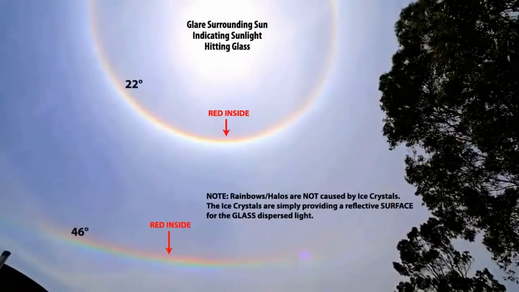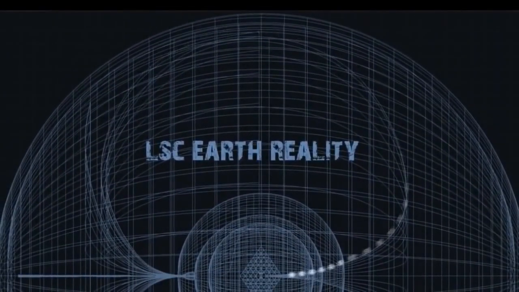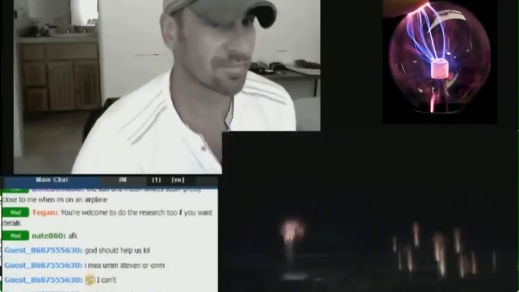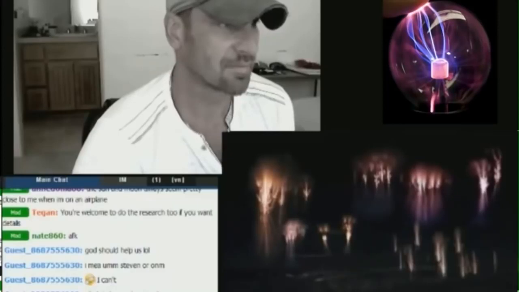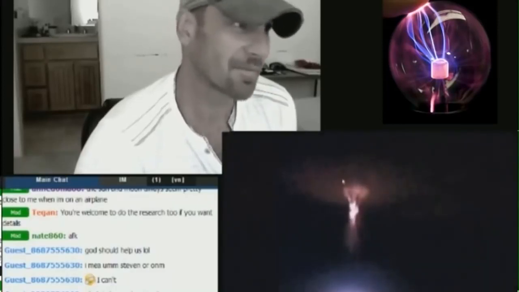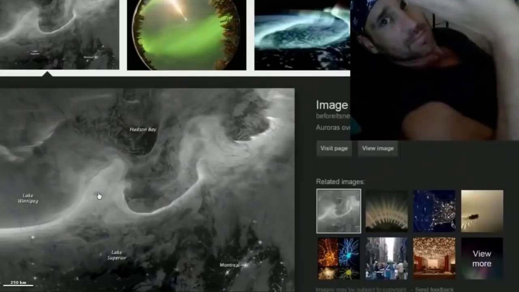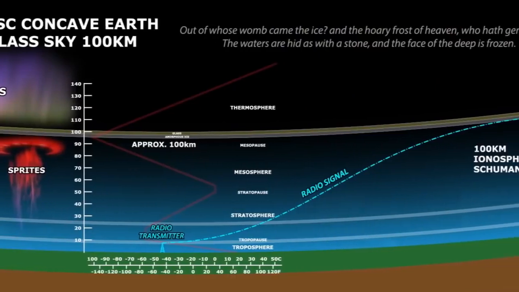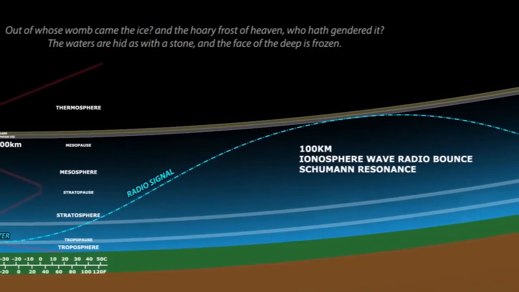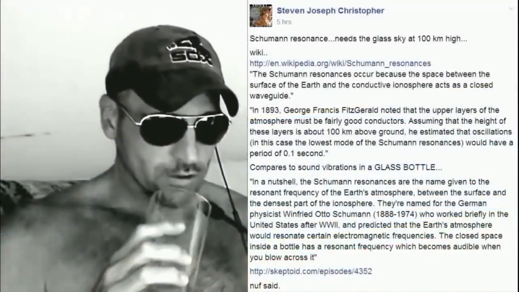And understanding that there is a much lower glass at approximately 100 kilometers. Hidden in plain sight once again, we can understand that there is glass at 100 kilometers based upon upper atmospheric lightning hitting a ceiling at 100 kilometers. We also can understand that auroras bottom out at 100 kilometers. Radio wave propagation reflects off the ionosphere at 100 kilometers. The height of the Schumann resonance is at 100 kilometers.